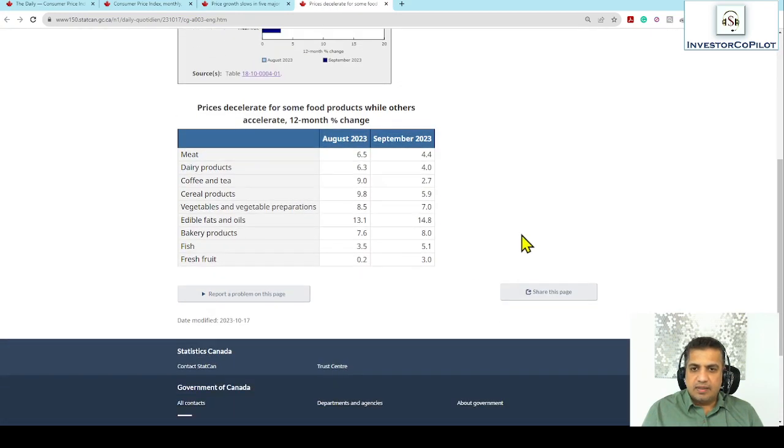This is some more breakdown on food prices. As you see, the numbers stayed true to the 6%, 7% mark that we were talking about. And that is why looking at inflation and looking at consumer price index is important.